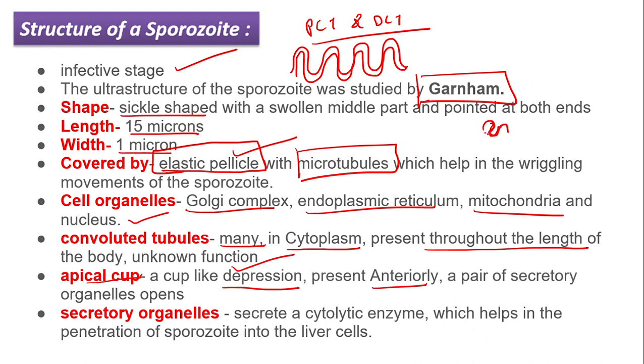Where is it present? It is on the anterior side. And it has a pair of secretory organelles coming out from here. When I say secretory organelles, that means for sure it is going to secrete something. What is that? It is nothing but cytolytic enzymes. Cytolytic means what is it going to break? It is going to break the cell.